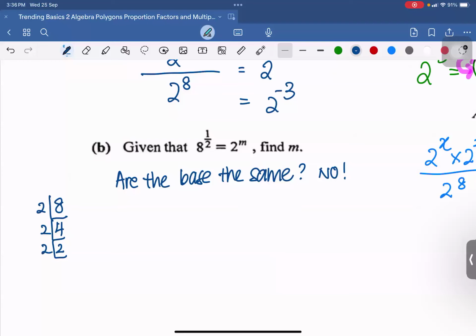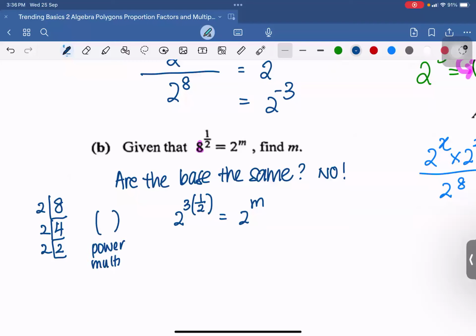So 8 now becomes 2 to the power of 3. Outside there's still a power, half, so this is 2 to the power n. And this power half means multiplication. Bracket means power multiply. So in this case, this is the power of 3 times half.